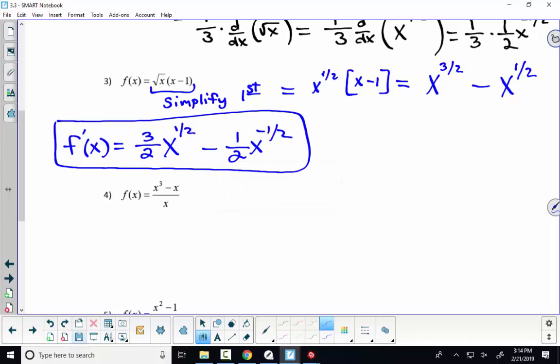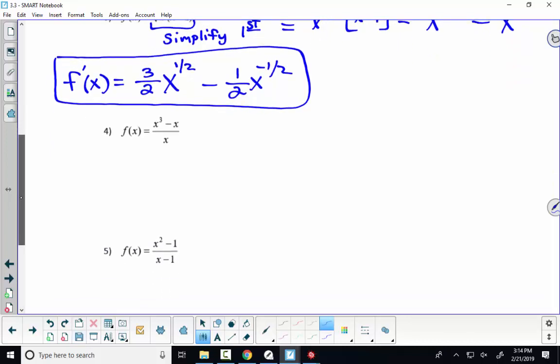Anyone have any questions on this? Example 4 and example 5 are the same way. We don't know the derivatives of those, so we have to simplify them first before we take the derivative.